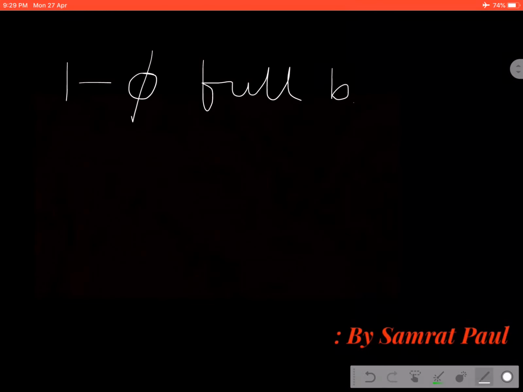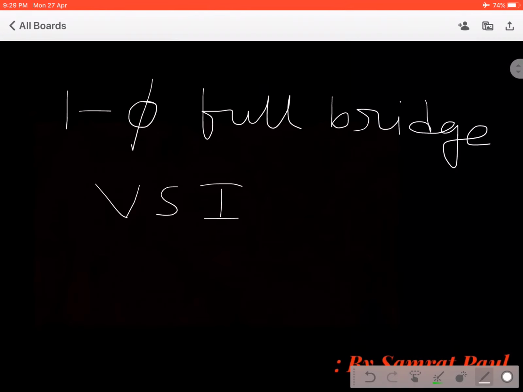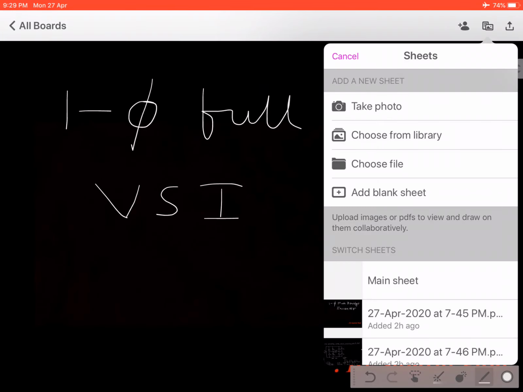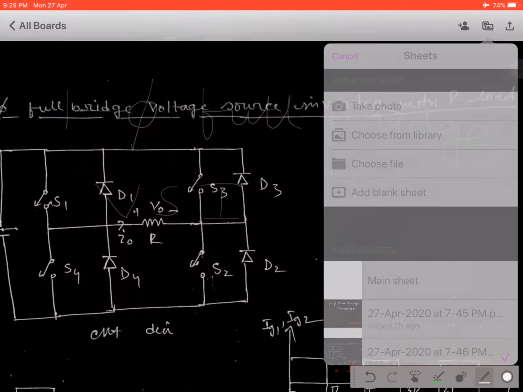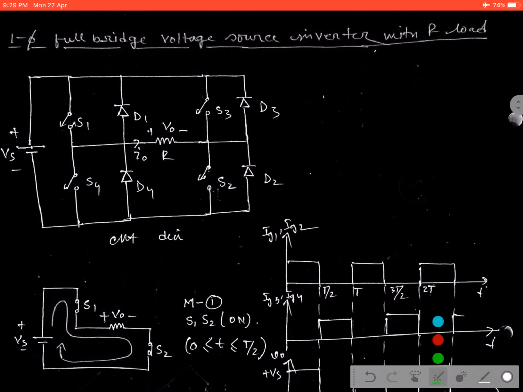I am going to explain the topic on single phase, full bridge, voltage source inverter. Okay, that means we are going to use the bridge circuit during full bridge operation. So go to the circuit diagram first. Here we are using the bridge circuit similar to this one.